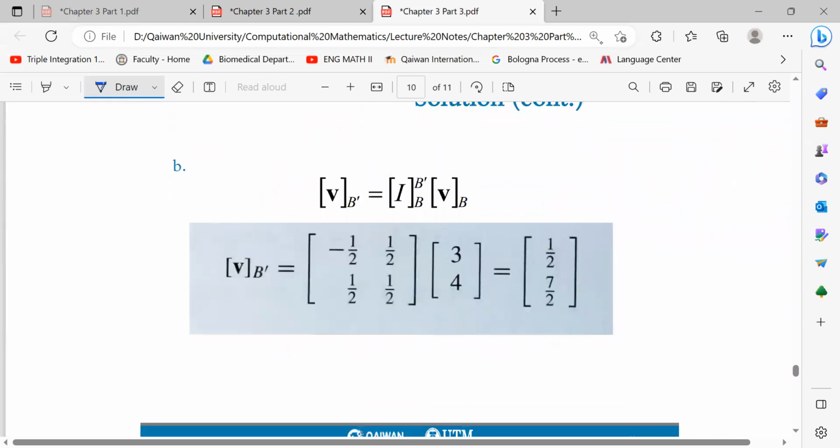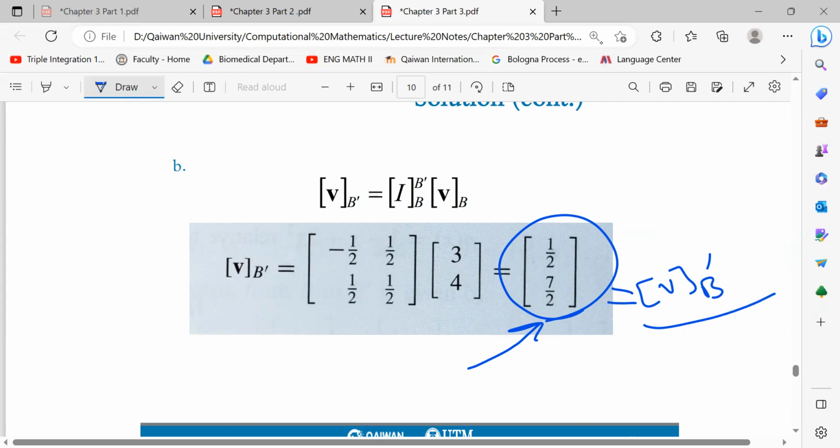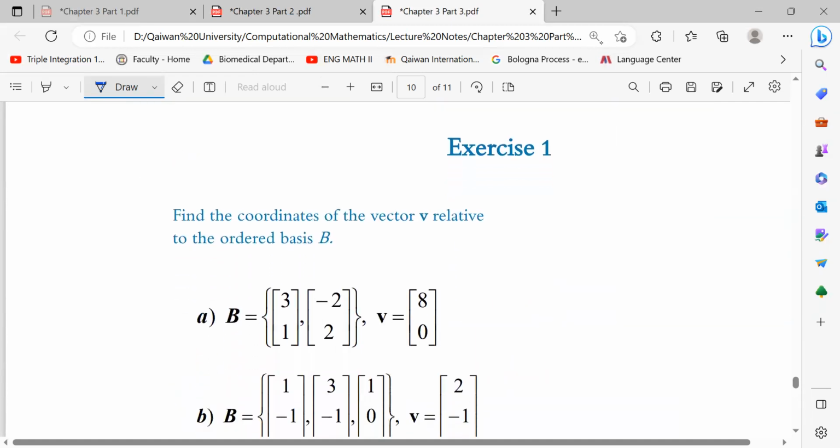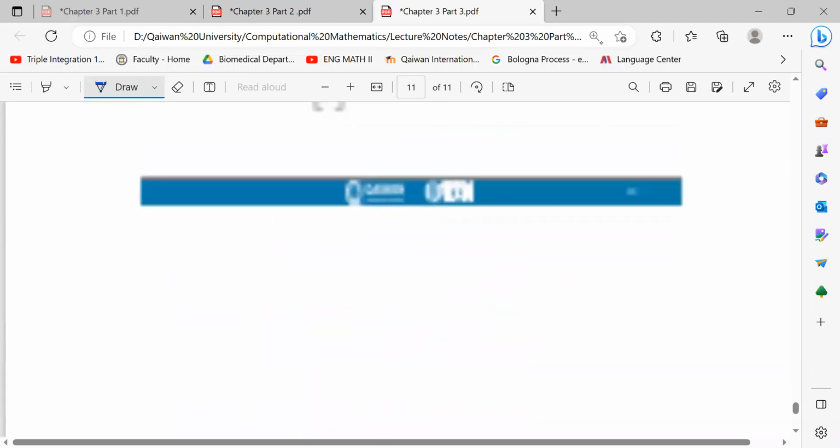Here we just multiply. This is the transition matrix, and this is the coordinate of V relative to B. We just multiply these two matrices, we get this. So this is the coordinate of V relative to B dash. That's it. That's the coordinate of V relative to B dash. And that's it. And it's the end of this section also.